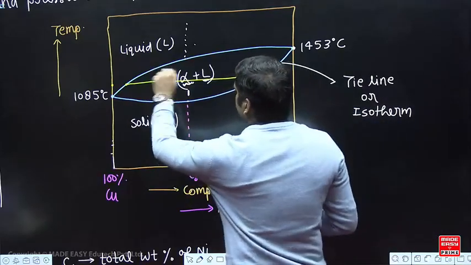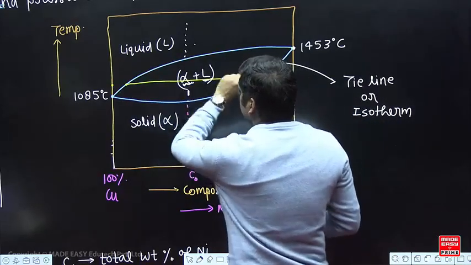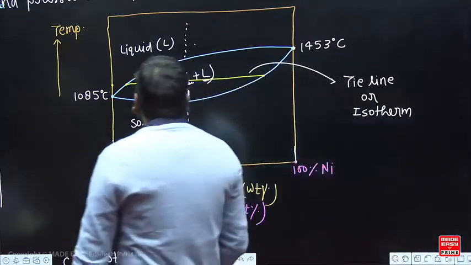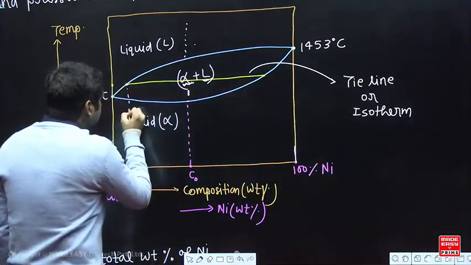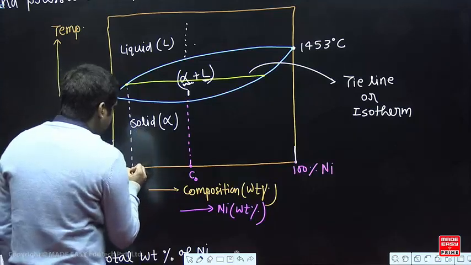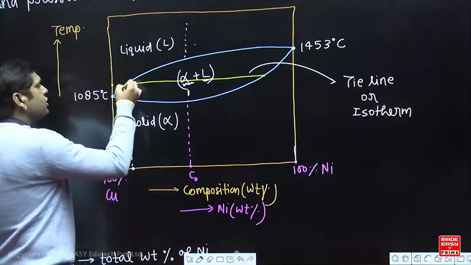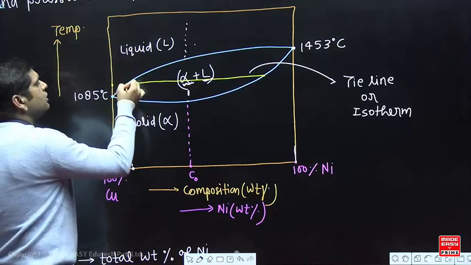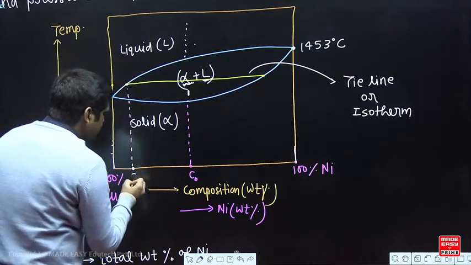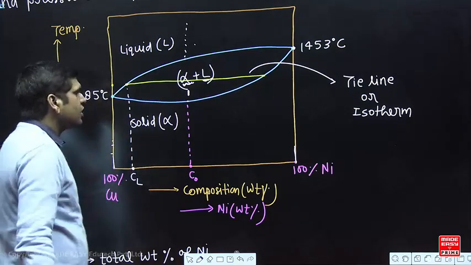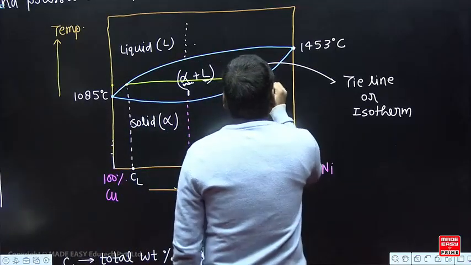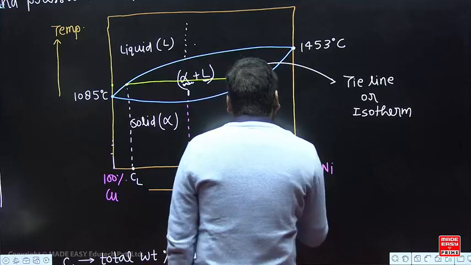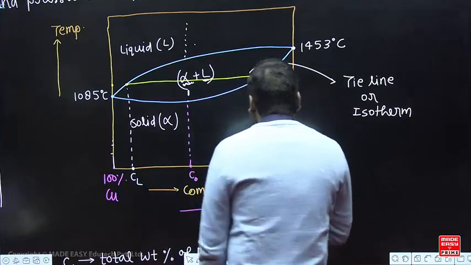For every temperature in the two phase region you would be drawing a horizontal line, and these lines are known as tie lines. This tie line will have some intersection here; read it on the graph. What intersects with the liquidus line, we name it Cl, and it will have some intersection with the solidus line, so we name it C alpha.